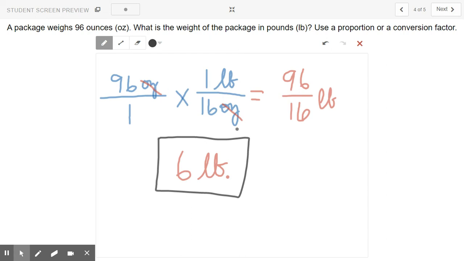They cancel out. So I have 96 times 1 is 96 over 1 times 16, 16, and then I had to divide 96 by 16 to get 6. So 6 pounds.